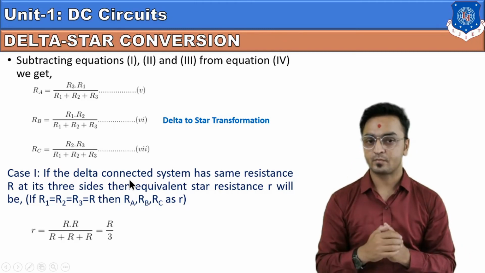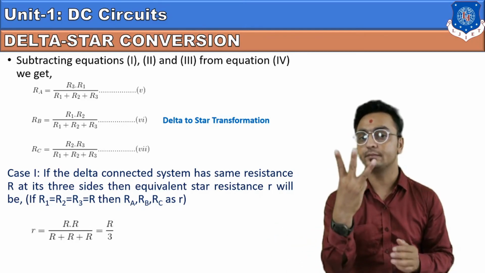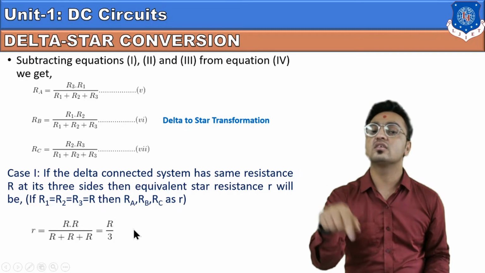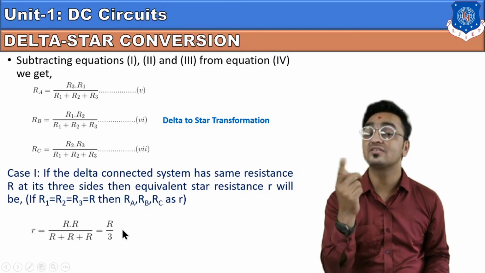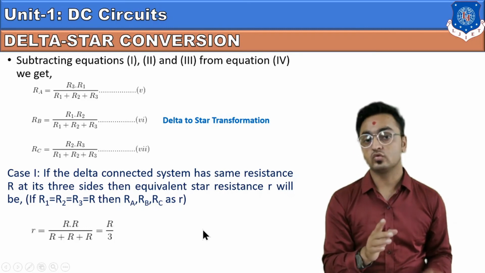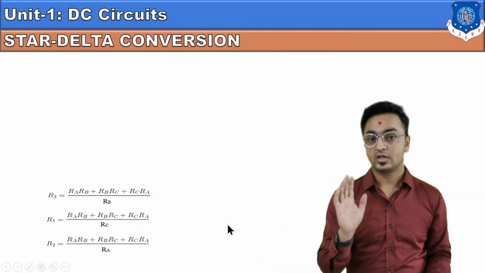That means if in a delta connection all three resistors have value 30, then in the star connection all resistors will have value R by 3, that is 30 by 3, which is 10 ohm. So this was the delta to star connection.